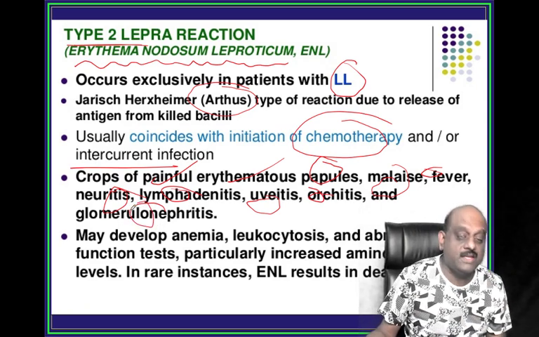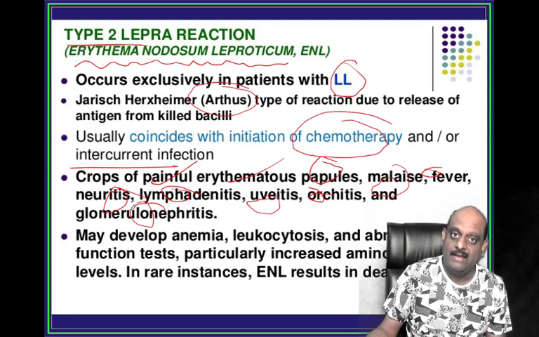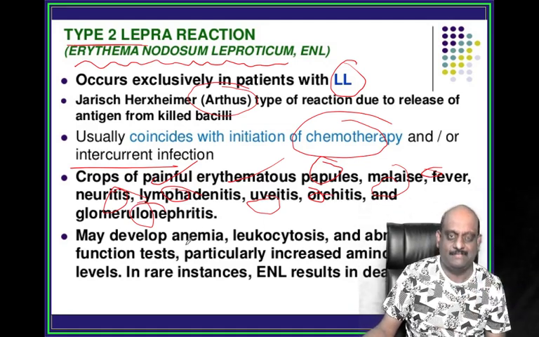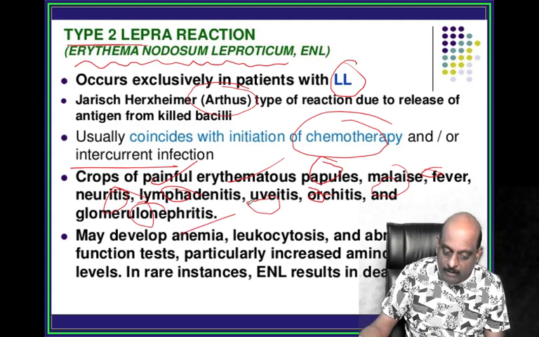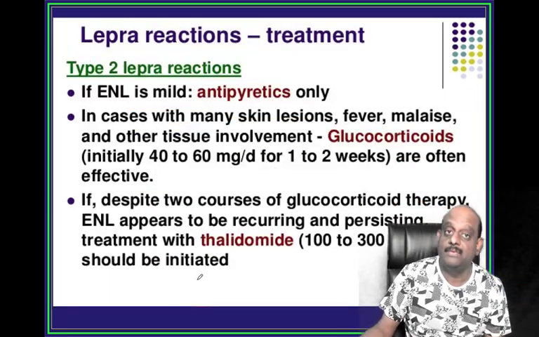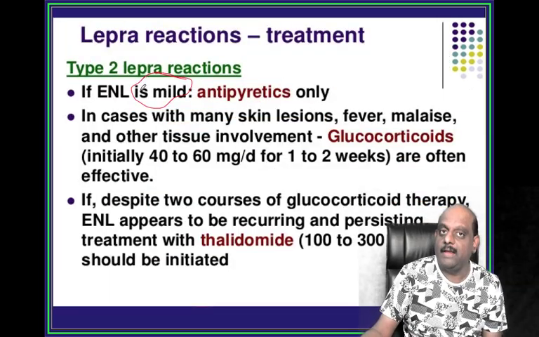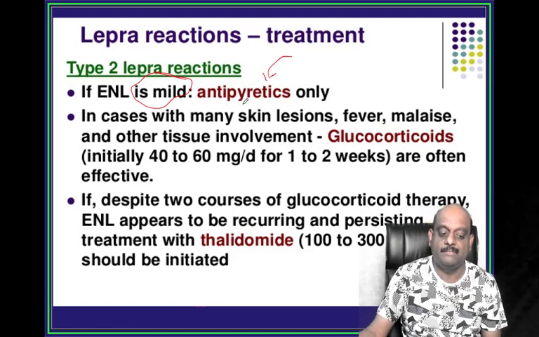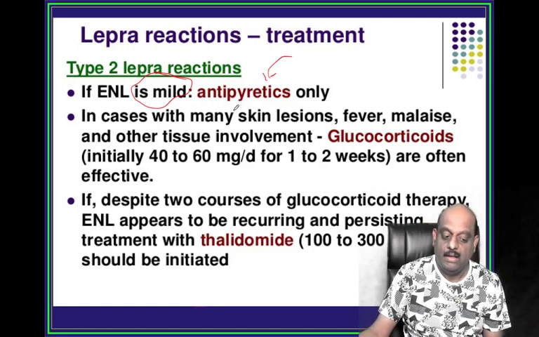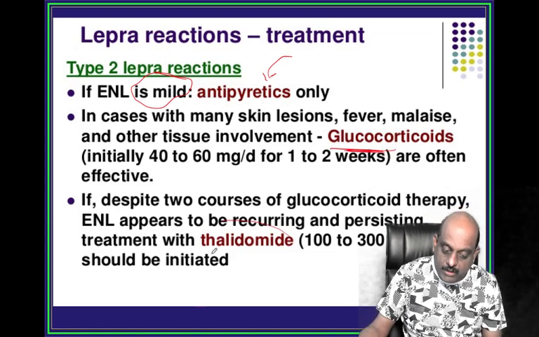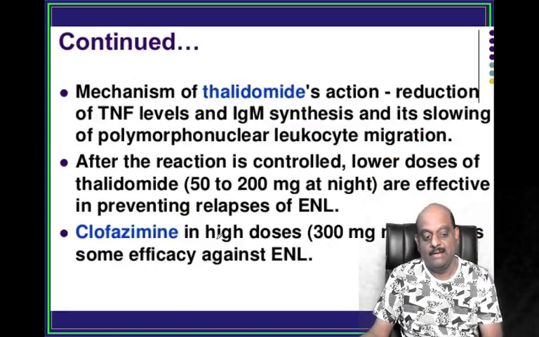Because it is an Arthus reaction, it is like an antigen antibody reaction. They develop anemia, leukocytosis, abnormal LFT. Rarely it can even lead to death. So if erythema nodosum leprosum is mild, you can manage with antipyretics. Otherwise, glucocorticoids. You can also use thalidomide.